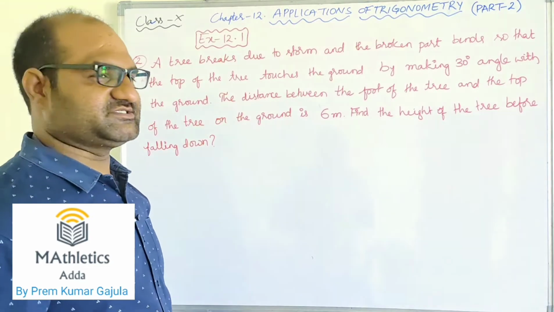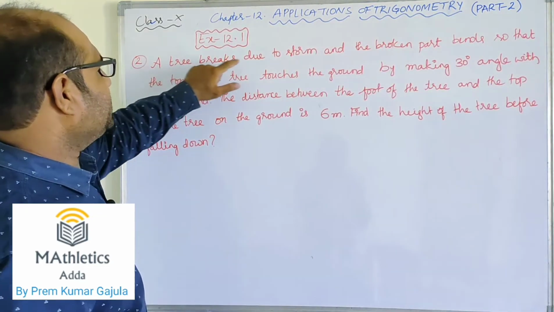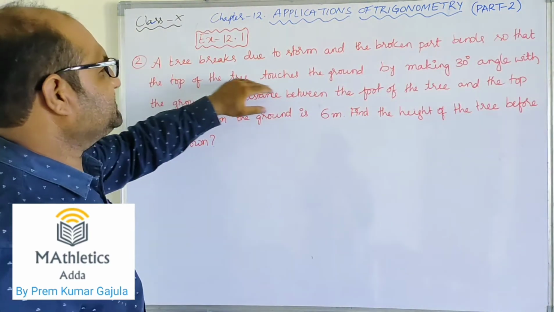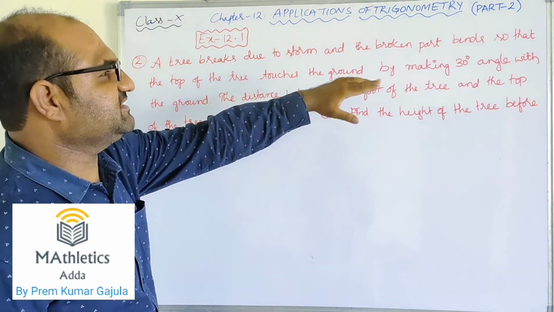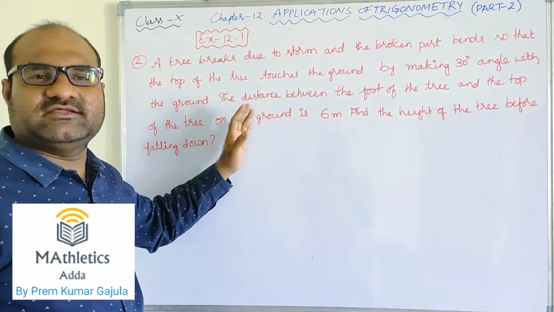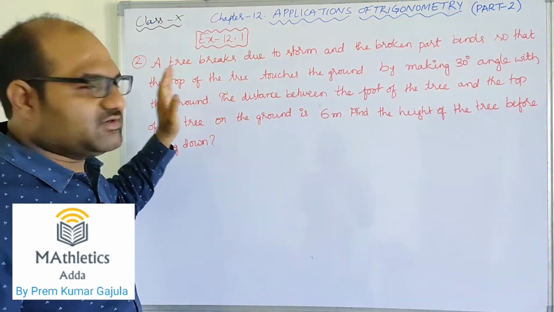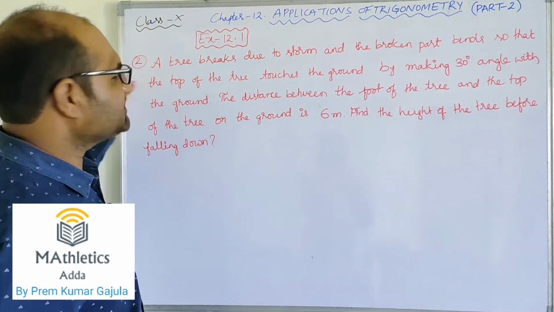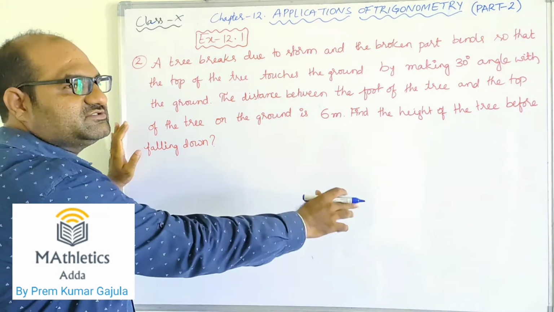Now let us see the next question. A tree breaks down due to storm and the broken part bends so that the top of the tree touches the ground by making 30 degrees angle with the ground. As I already told you, don't read the total question. Read only one sentence at a time. So I read only one sentence. Now I am trying to draw the diagram.